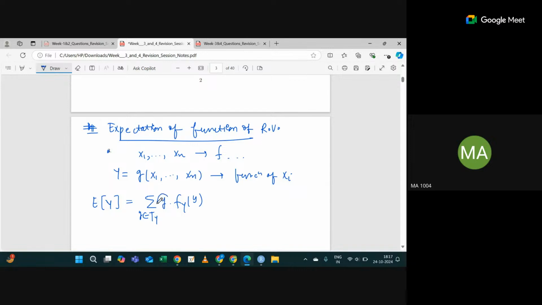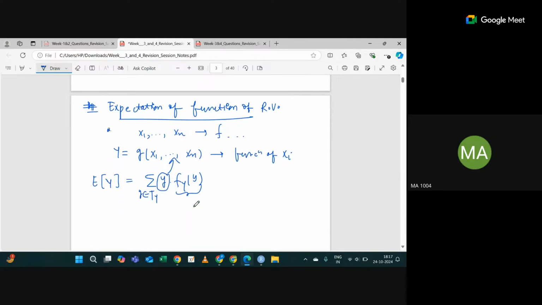And this y is nothing but a function of x, g of x, your function of a random variable. And what about this part, fy of y? It is the PMF of that function.